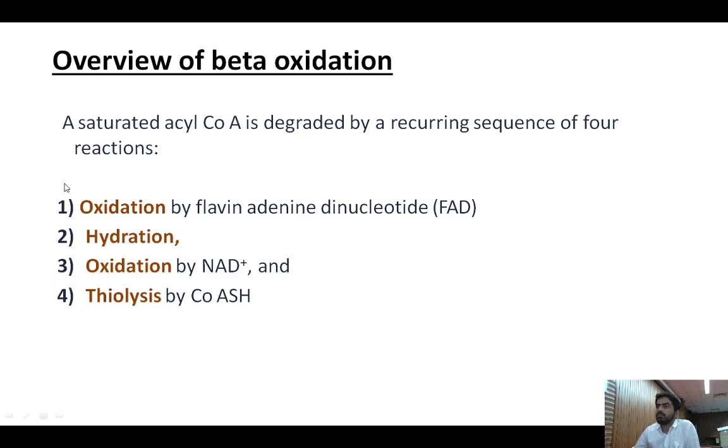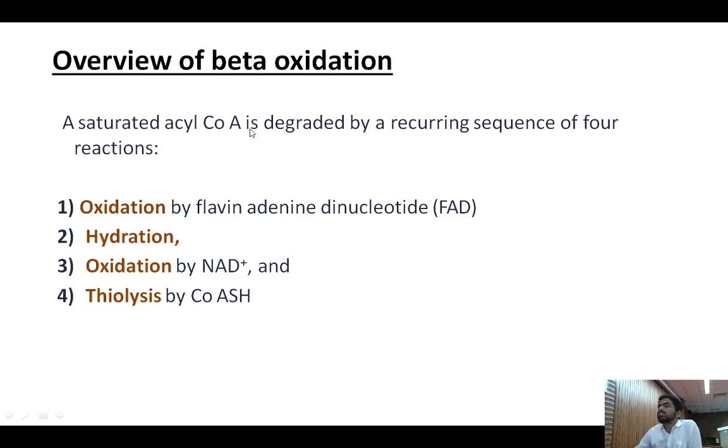Once the fatty acid, I told you that it has to first combine with coenzyme A, right? That is known as activation. Once the fatty acid is activated, it means that acyl coenzyme A has formed. The further reaction will go into a sequence of 4 reactions. So saturated acyl coenzyme A is degraded by a recurring sequence of 4 reactions. Recurring sequence. So this sequence of reactions will not happen one time only. Depending on the chain length, this sequence of reactions will repeat many times.